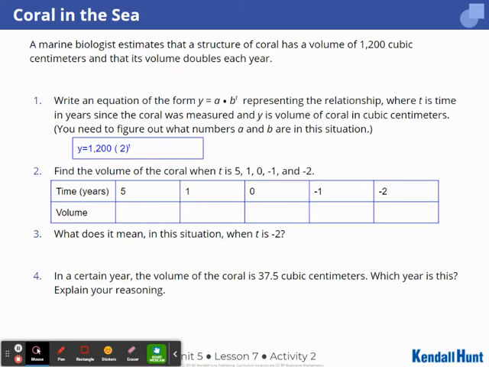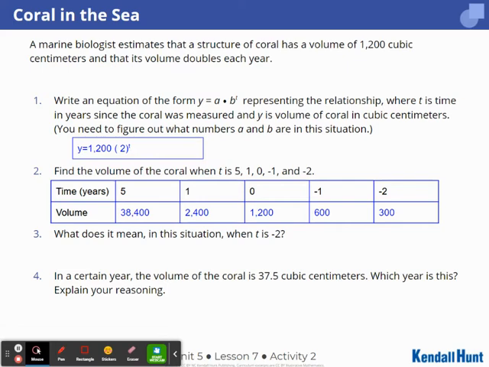Then if we want to know what the volume of coral is when t is 5, 1, 0, negative 1, and negative 2, we can just plug in those values for t and solve the equation. So 1,200 times 2 to the power of 5 gives you 38,400. To the power of 1 is 2,400. To the power of 0 is 1,200. And then if we plug in a negative exponent, that doesn't make our answer negative. It just means that we're going to half that.